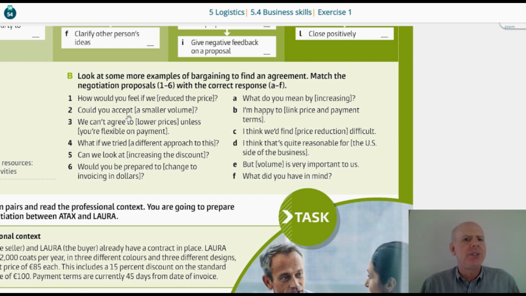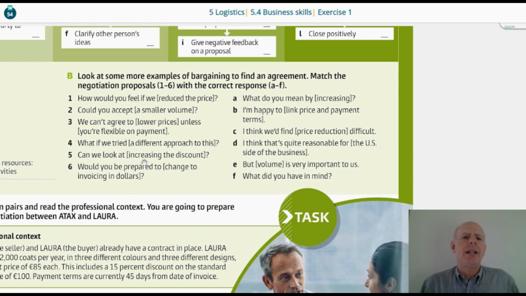Could you accept a smaller volume? But volume is very important to us. We can't agree to lower prices unless you're flexible in payment. I'm happy to link price and payment terms. Oh, that's an advancement, right? What if we tried a different approach to this? What did you have in mind?